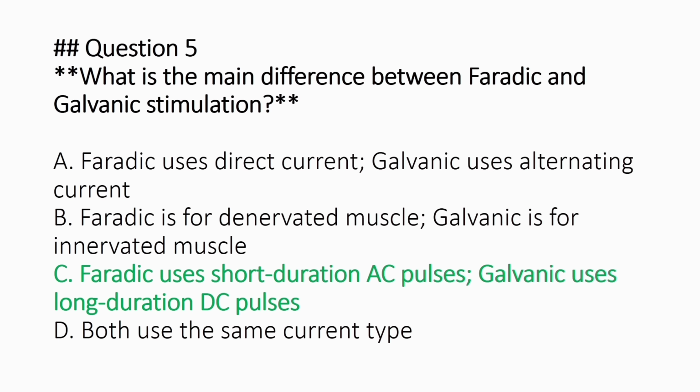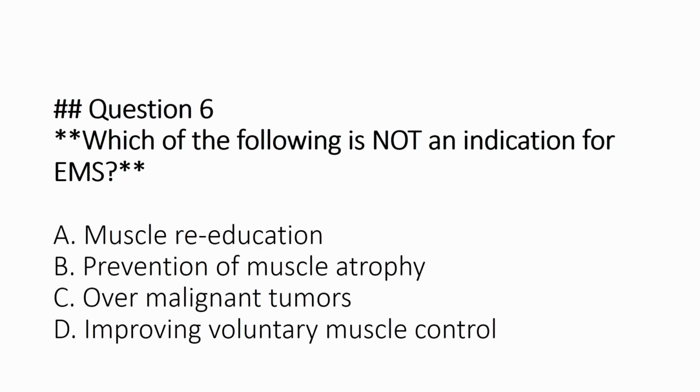Now let's move to question number 6. Which of the following is not an indication for EMS? Option A, muscle re-education. Option B, prevention of muscle atrophy. Option C, over malignant tumor. Option D, improving voluntary muscle control. And the answer is option C, over malignant tumor.